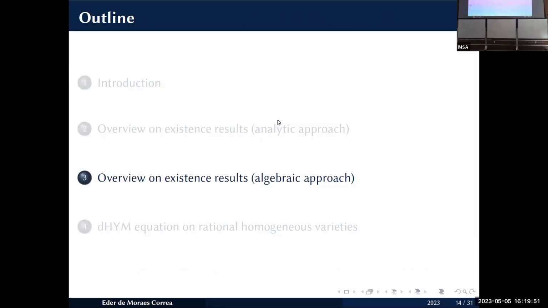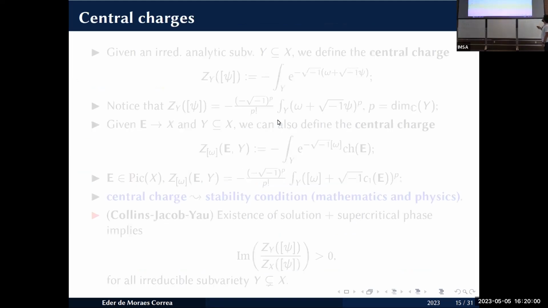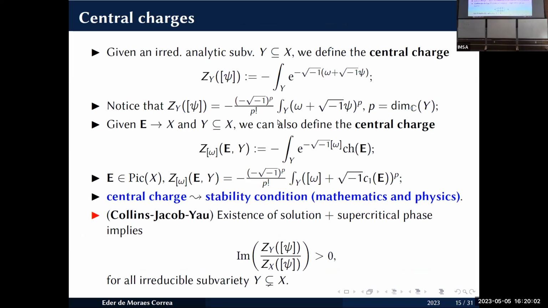So now let me just give an overview about some algebraic approach to the resistance problem. As I did in the analytic approach, we just introduce some basic ideas and notations to talk about resistance. Given an analytic variety, with the basic data which I introduced before, we can define the central charge. It's a complex number, taking the integral of the exponentials, and we can in fact use this expression.